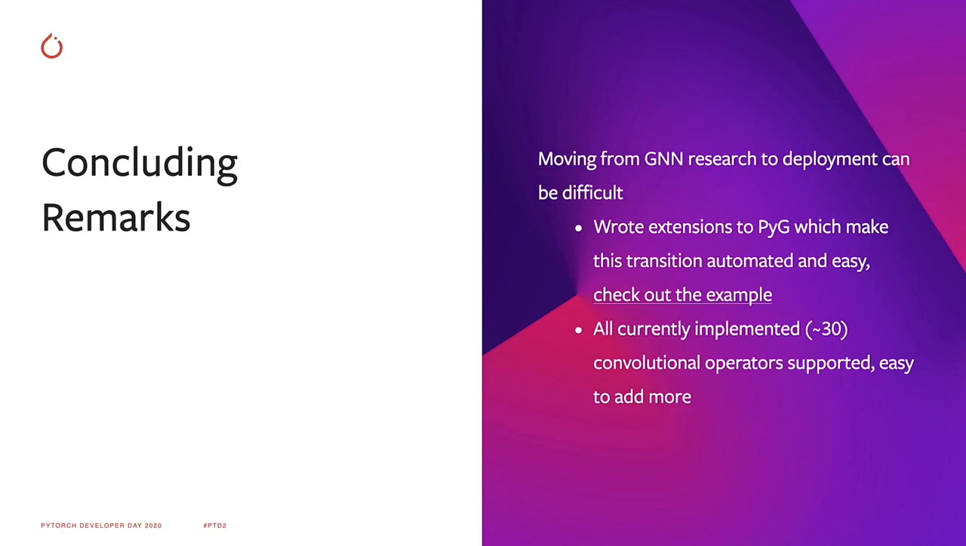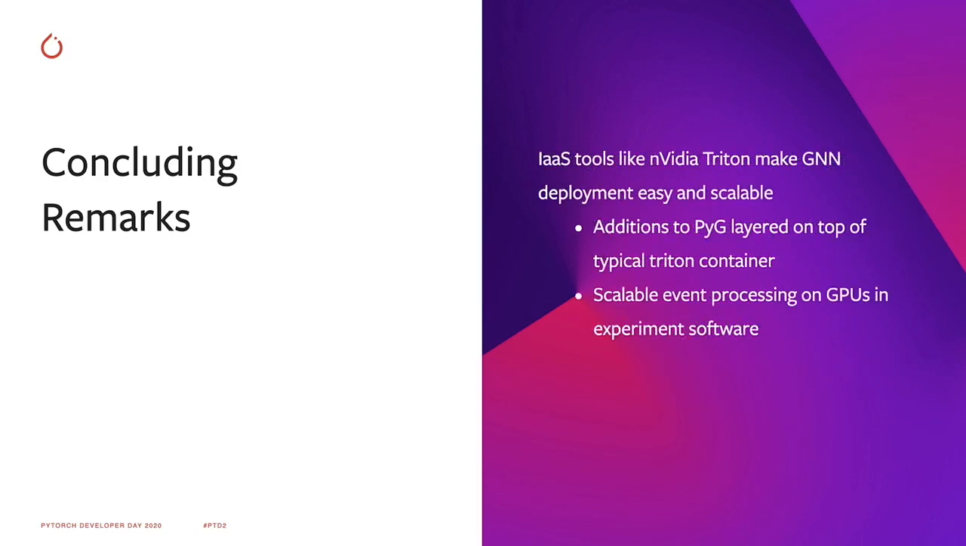All of the currently implemented convolutional operators are there, and it's very easy to add more. So we can really cover all of the literature for GNNs already out of the box and make them deployable at scale. We've tested this in inference as a service tools like NVIDIA Triton to make the GNN deployable and easy, or the serialized GNN easy to scale. We only had to add one additional container layer on top of NVIDIA Triton in order to make this work. And this gives us scalable event processing on GPUs that's factorized from our typical compute, which is good for us.